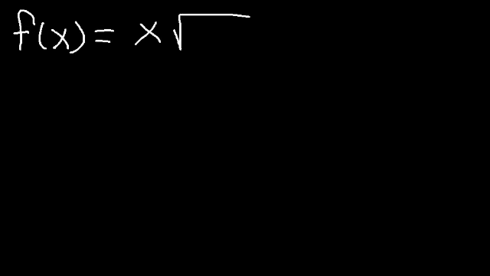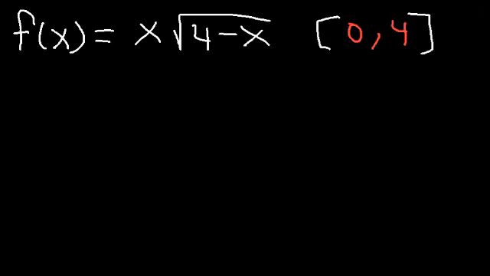Let's try one more example using Rolle's theorem. So let's say that f of x is equal to x times the square root of 4 minus x on the closed interval 0 to 4. So is the function continuous on the closed interval?